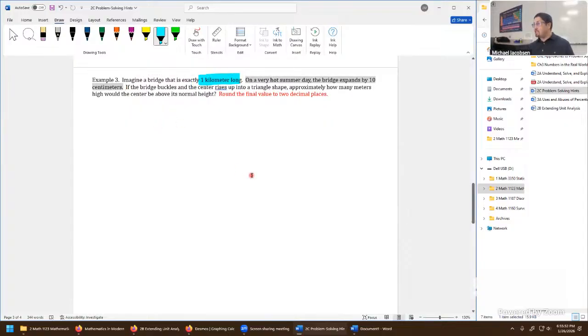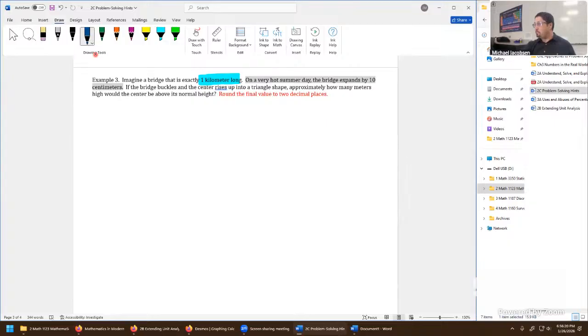The rest of the problem says, if the bridge buckles and the center rises up in a triangle shape, triangle specifically, so that we can calculate something exactly, approximately how many meters high would the center be above its normal height? So we're imagining a 1 kilometer long bridge. Let's actually start drawing this. So we'll go from here to here.